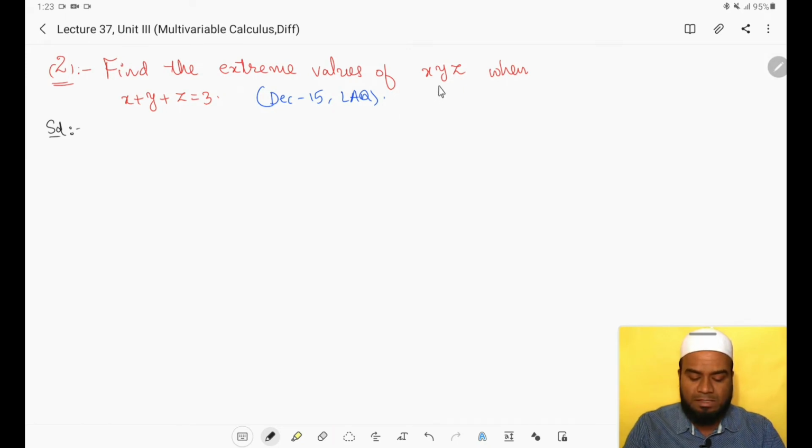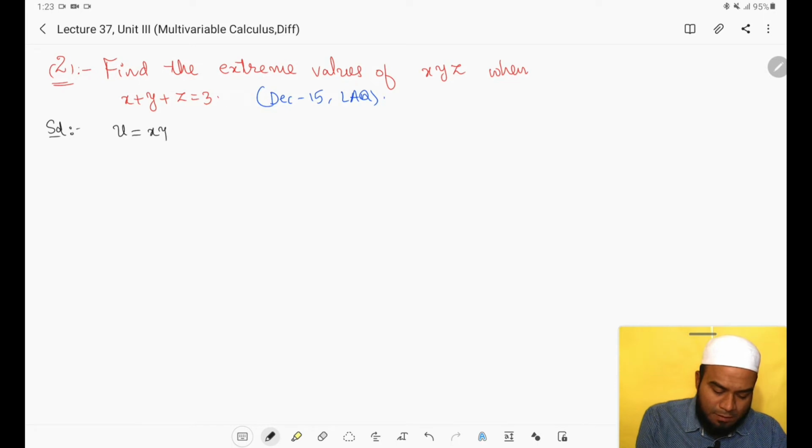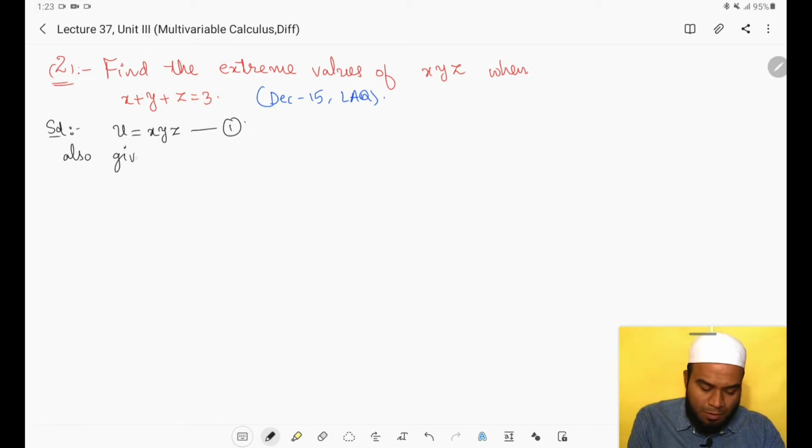So first of all we have to consider this function xyz as u, which is xyz. This is given. Also given, what is the condition given on the variables? That is the constraint. This is the constraint maxima and minima. Find the extreme values means it can be maxima or it can be minima. We have to find the maximum or minimum values of the function, right? So that is what we are going to do now. We are going to find maxima or minima.